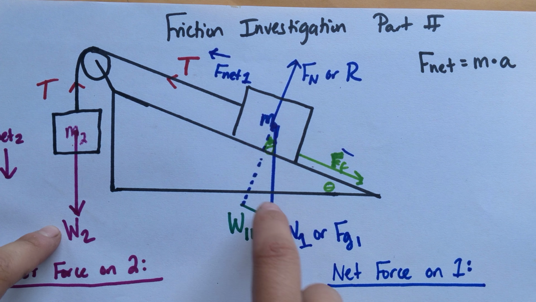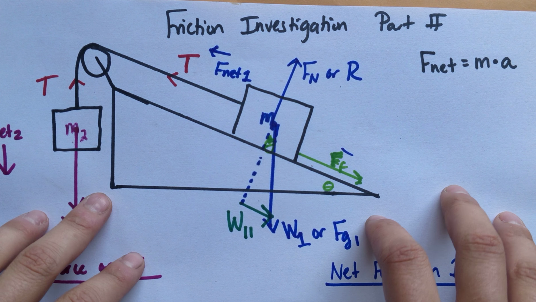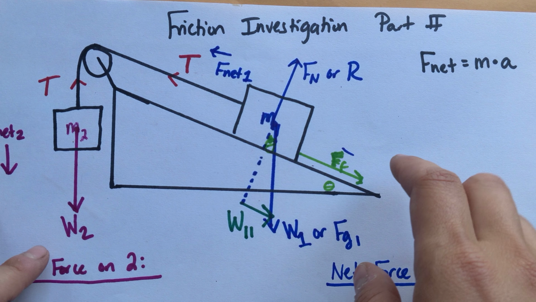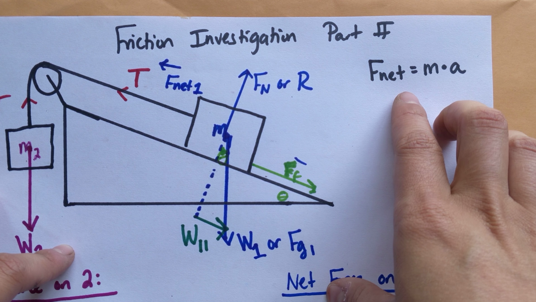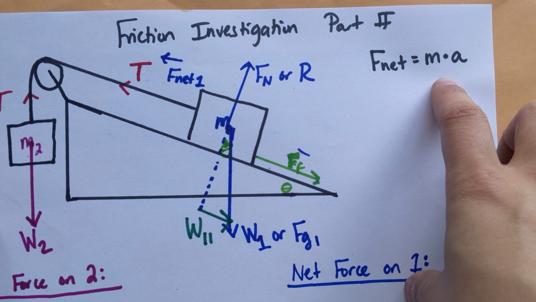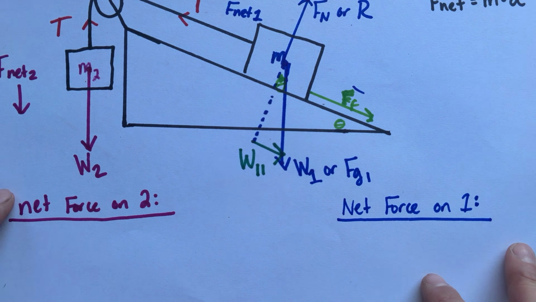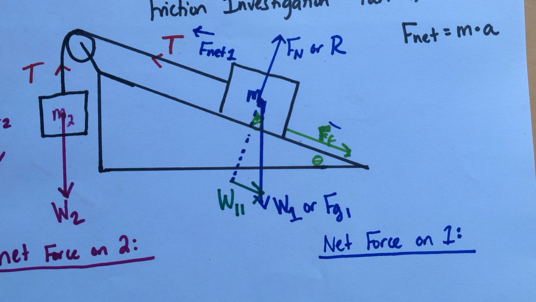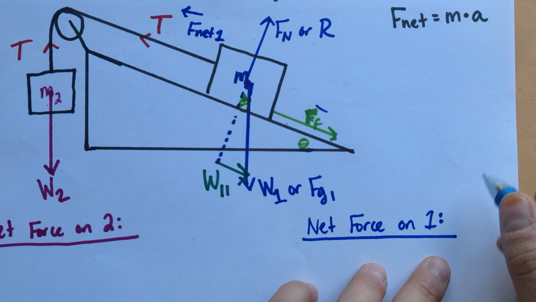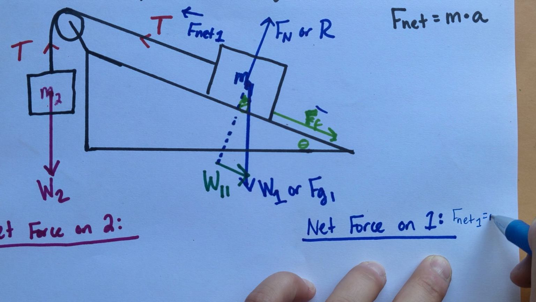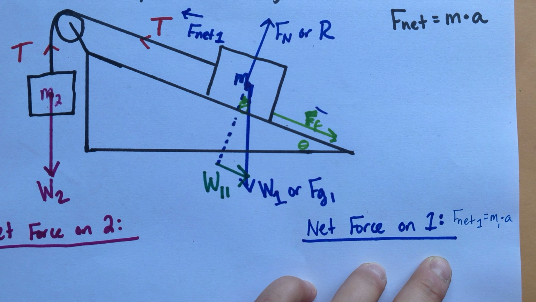So in this video we're going to use our free body diagram to make equations and solve for our force of friction. And this takes advantage of Newton's second law, which states that the net force on an object causes the object to accelerate. So we'll start by analyzing the net force on our first object, object 1. And you need to know that, again, F net on 1 equals m1 times A.